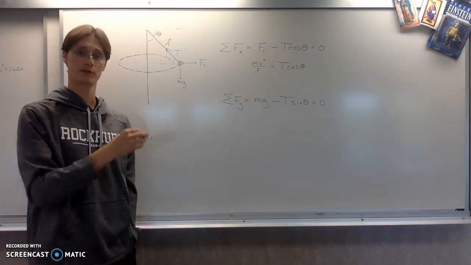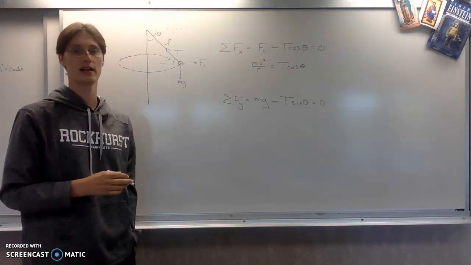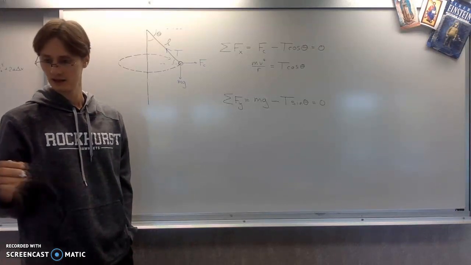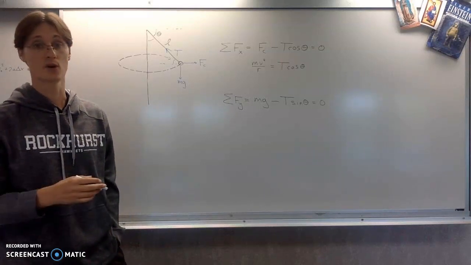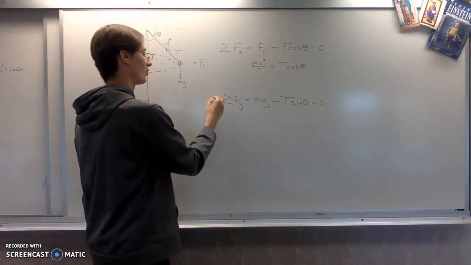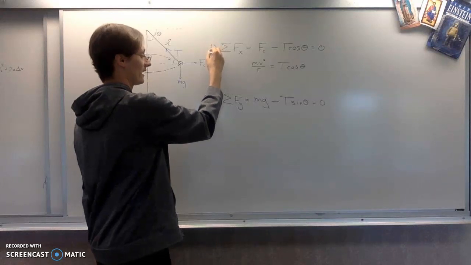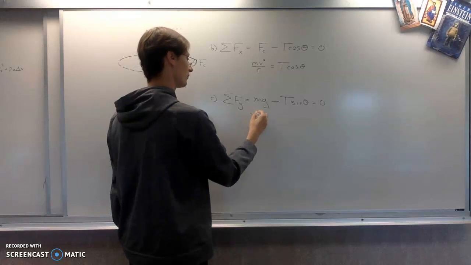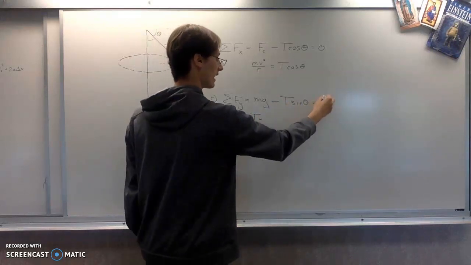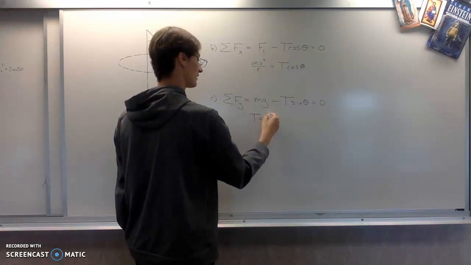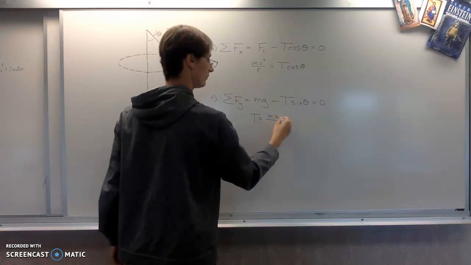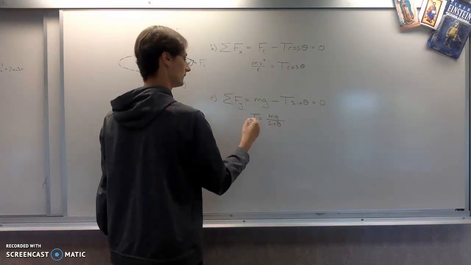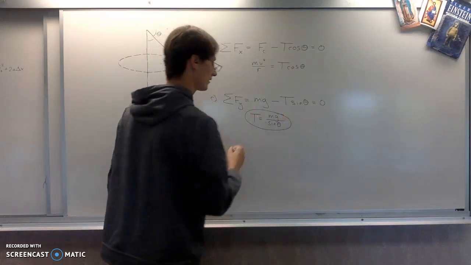Okay, and from this equation, I can actually go ahead and solve for the tension. That actually ends up being part C, so we'll have to go back to part B. I don't know why I gave the question in that order in retrospect. The tension then would be, if I move that over by adding it to both sides, mg over sine theta. All right, there's my tension.